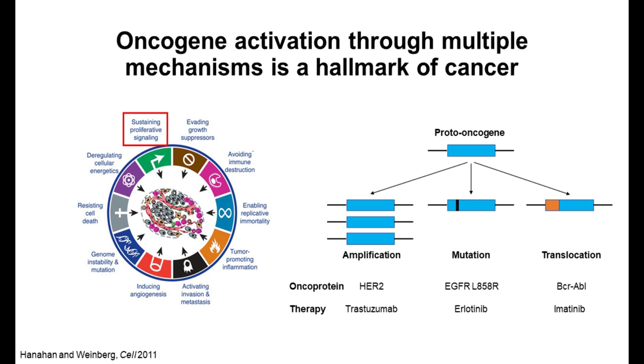Oncogene activation is a hallmark of cancer, and there are multiple ways that oncogenes can be activated. Proto-oncogenes, that is, oncogenes that are not activated, can be modified in primarily three different ways: gene amplification, point mutation, or translocation. And the identification of these mechanisms and the resultant oncoproteins, that is, the proteins coded by these genes, has led to some of our blockbuster targeted therapies in cancer today.